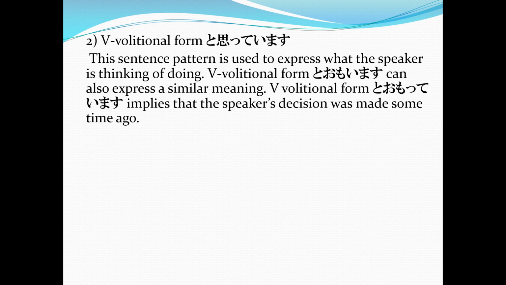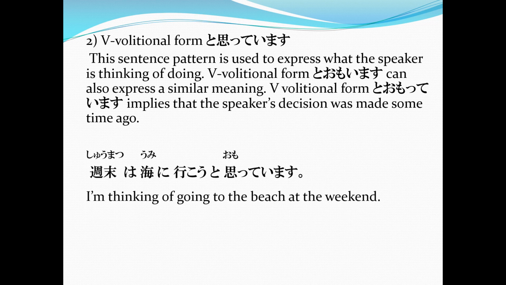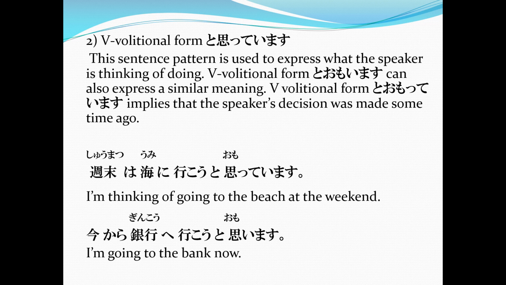Look at the difference between these two examples. First, shuumatsu wa umi ni ikou to omotte imasu. I'm thinking of going to the beach at the weekend. Now, take a look at the next one. Ima kara ginkou e ikou to omoimasu. I'm going to the bank now. Note how in the first sentence, the speaker implies that he made the decision to go to the beach some time ago. But in going to the bank, the speaker seems like he just thought of going to the bank now.